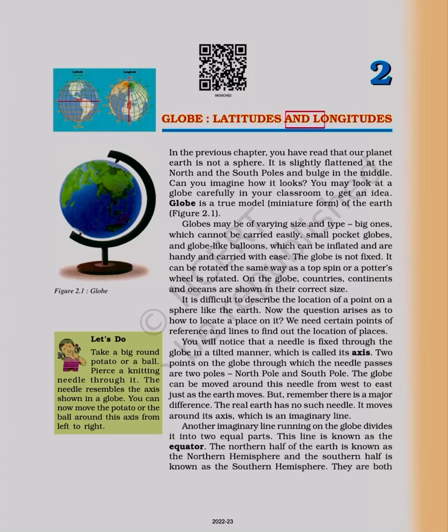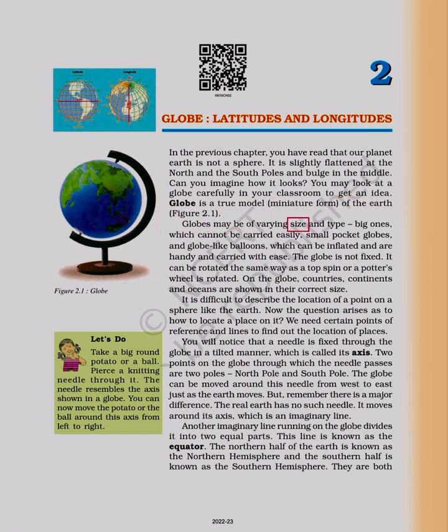Globe, latitudes and longitudes. In the previous chapter, you have read that our planet Earth is not a sphere. It is slightly flattened at the north and the south poles and bulged in the middle. Can you imagine how it looks? You may look at a globe carefully in your classroom to get an idea. Globe is a true model miniature form of the Earth, figure 2.1.